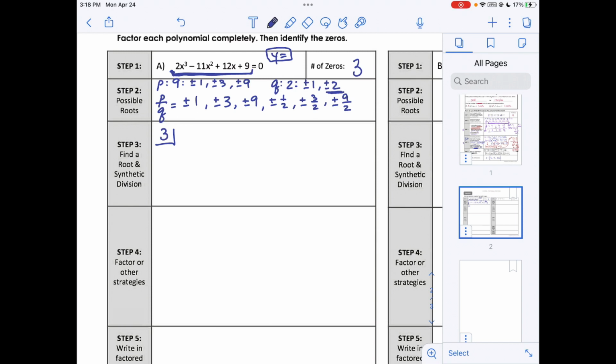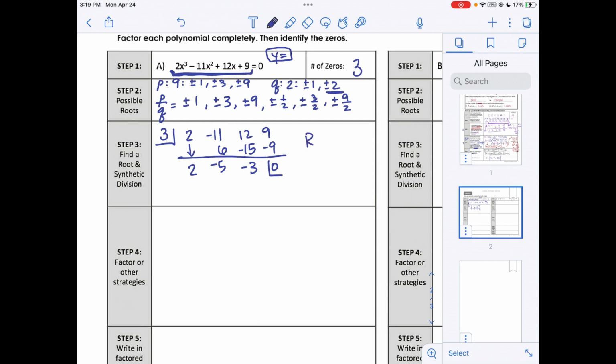So I'm going to go ahead and do 3, 2, -11, 12, and 9. When we plug in 2, we drop the 2. 2 times 3 is 6. -5 is what I get. -5 times 3 is -15. 12 plus -15 is -3. -3 times 3 is -9. If you need me to slow down, just rewind it and watch again how I got that.